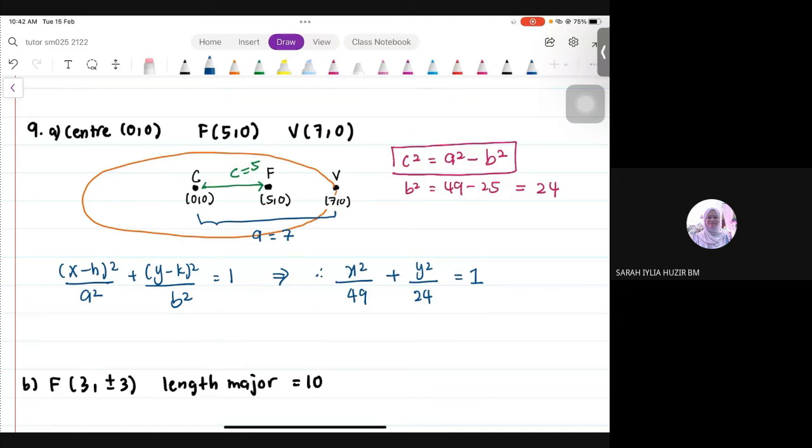Dia tak ada jalan kerja lah sebenarnya. Jalan kerja awak nak cari value for B squared je. Yang lain tu plot point so that awak boleh tahu B squared minus A squared ke A squared minus B squared.